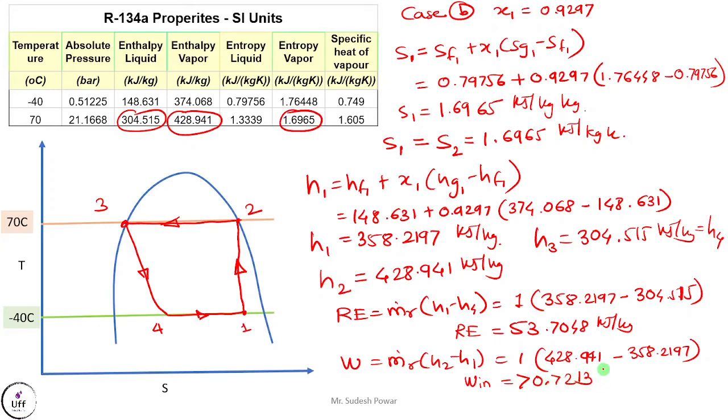So it is getting 70.7213 kilojoule per kg. So COP we can find out very easily. It is the refrigerating effect upon work input. So this value we are getting as 0.7594. So this is for the case 2, that is when the dryness fraction is 0.9297. Now let's talk about the third case.